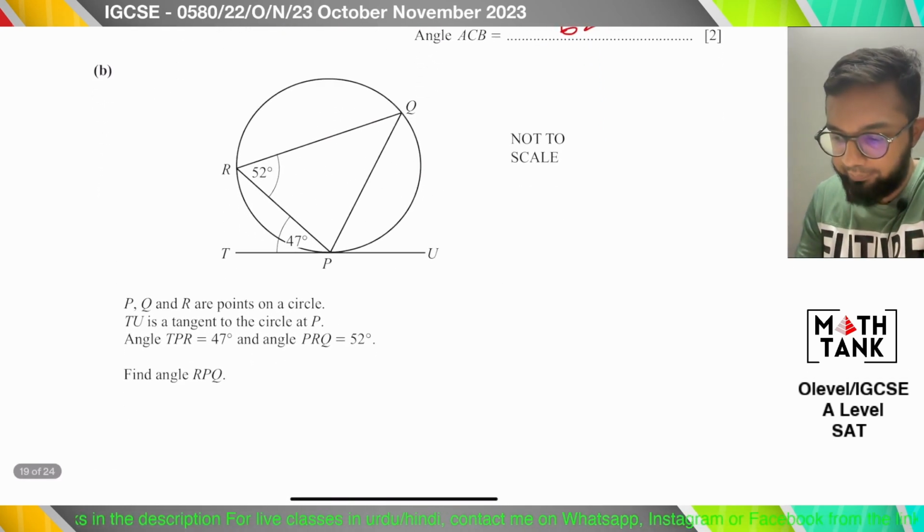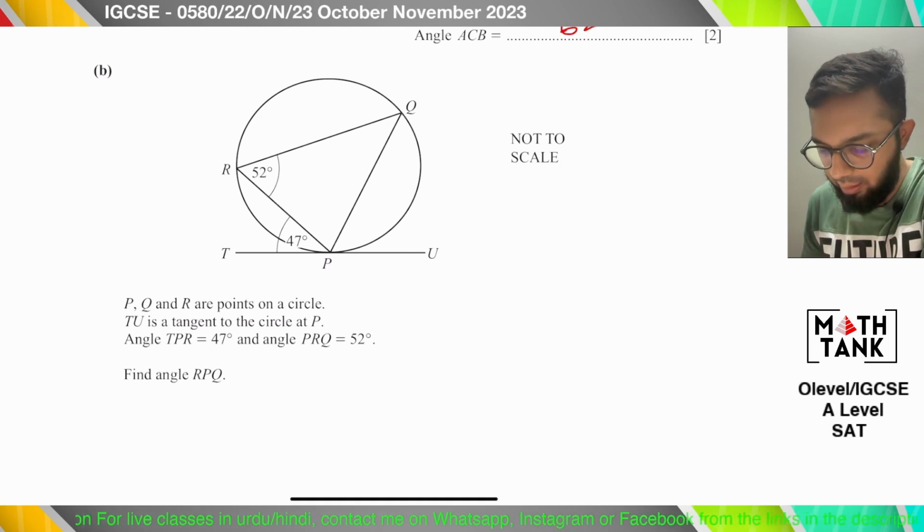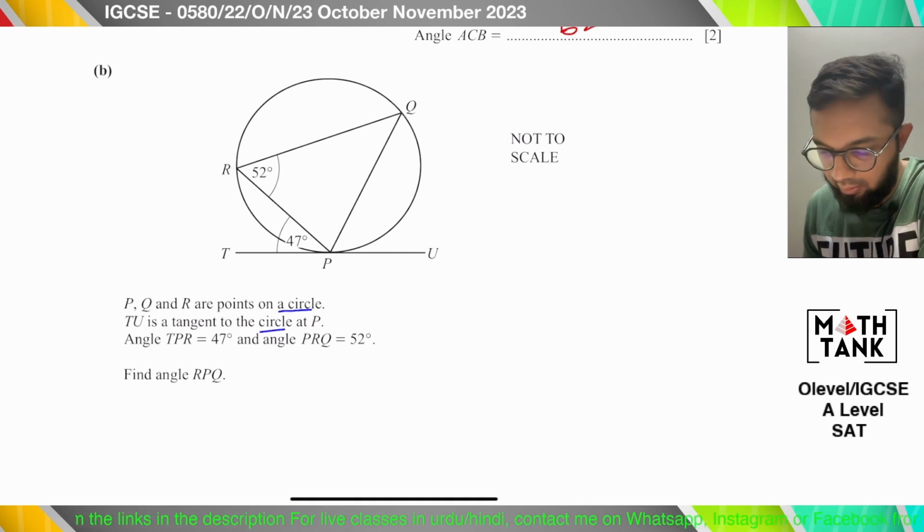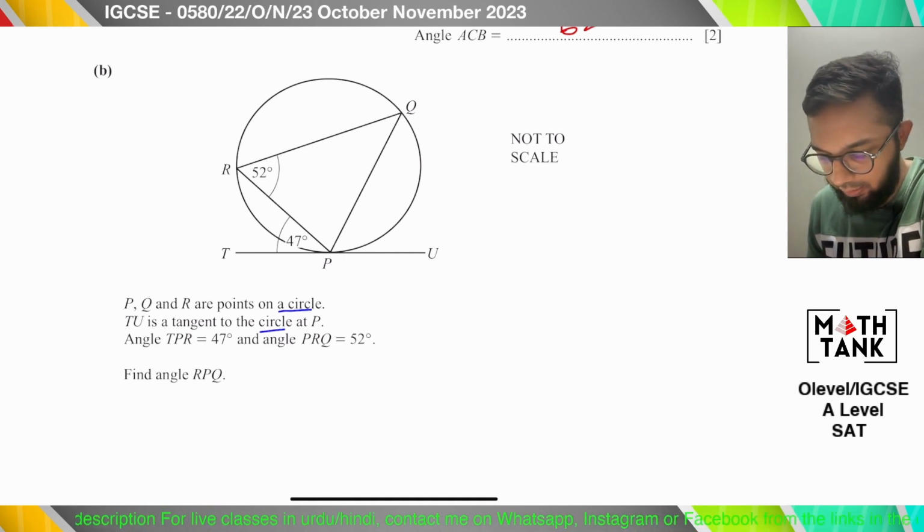Moving on to B. B says P, Q, and R are points on a circle. TU is a tangent to the circle at P. Angle TPR is 47 and angle PRQ is 52. Find angle RPQ. So I am looking for this angle here.